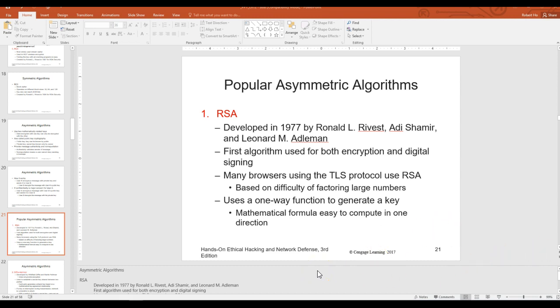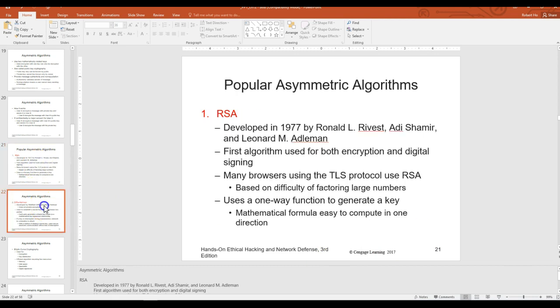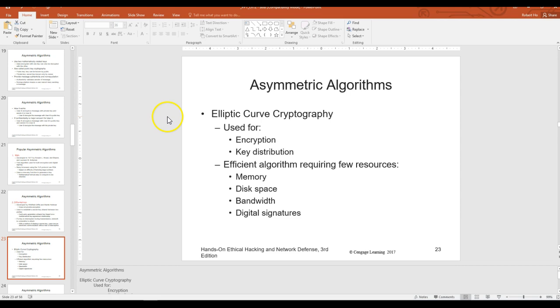The second one is called Diffie-Hellman. Diffie-Hellman is also popular. It is an asymmetric algorithm developed by Diffie and Hellman. However, this one does not provide encryption. It is used to establish a shared secret key between two parties. Each party generates a shared key based on a mathematical key agreement relationship. If the key is intercepted during transmission, the network is vulnerable to attack. With a method of sharing a secret key, users can secure electronic communication without fear of interception.